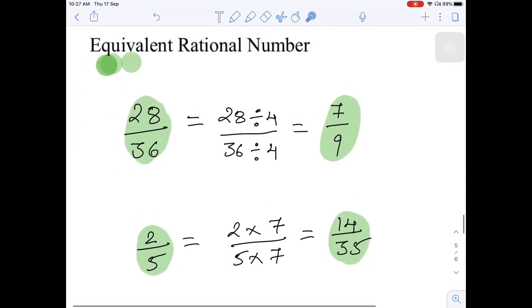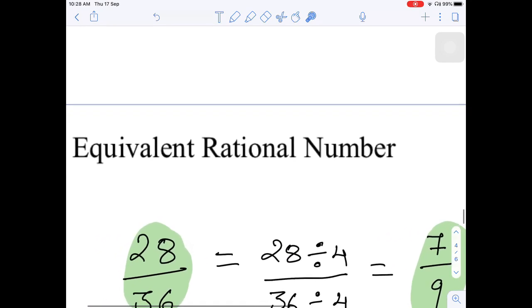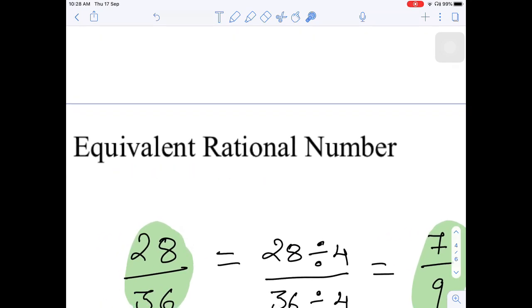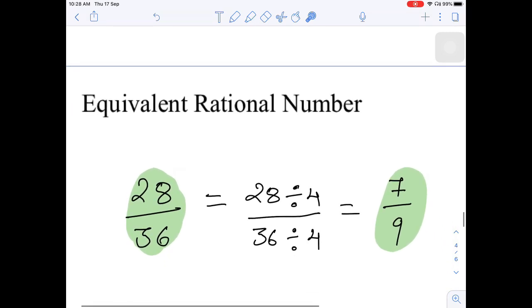Now next topic, that is the last topic for today. It is equivalent rational number. Now, what do you mean by equivalent rational number? Equivalent means equal. Okay. So now when will two rational numbers be equal to each other? For that, let us consider one example. Now we have a number 28 upon 36. Okay. Now we can write this number in lowest form also.